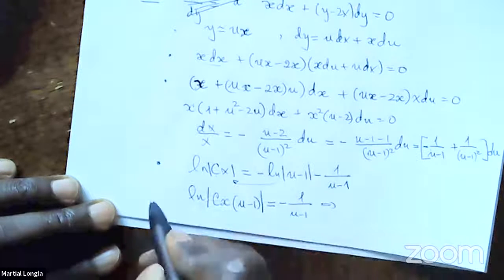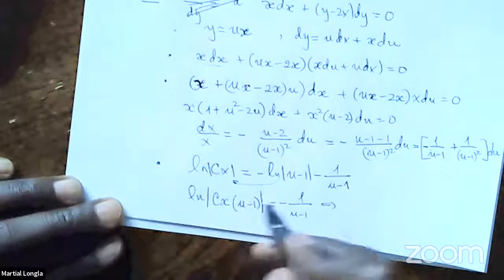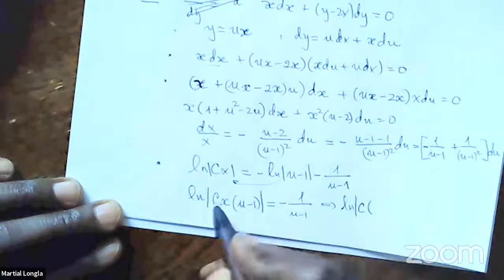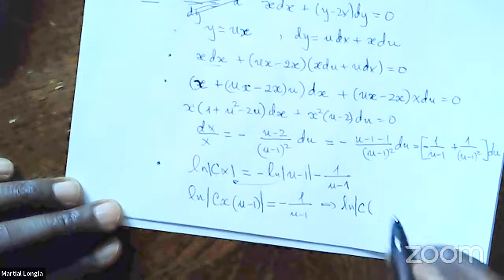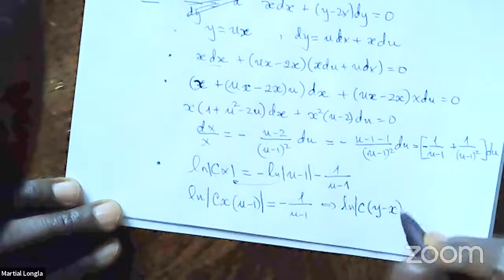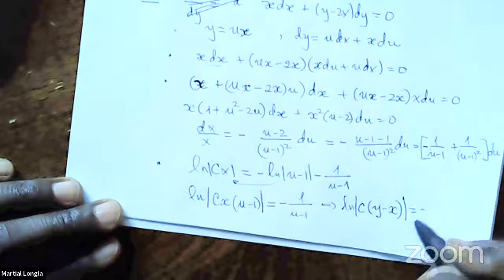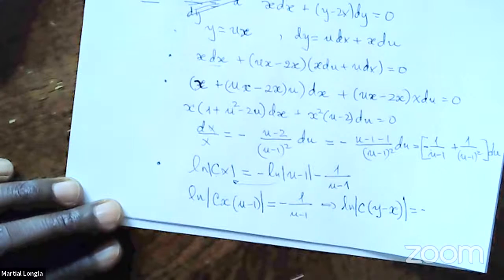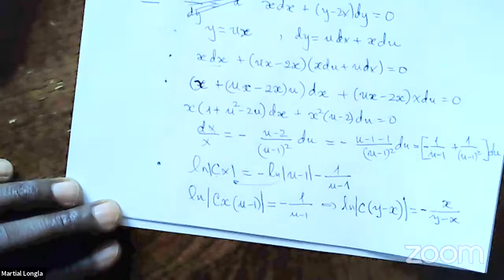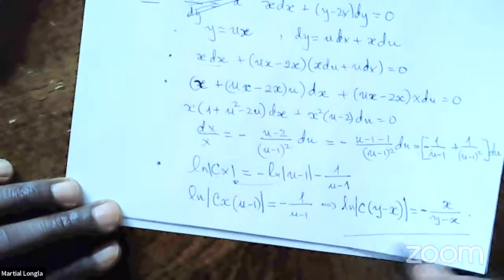And this gives us, last step, replace u by y over x. So this is natural log of absolute value of c times u times x, which is y minus x, equals negative, and then put u equals y over x. This is going to give you x over y minus x. That's it. And the problem is solved.